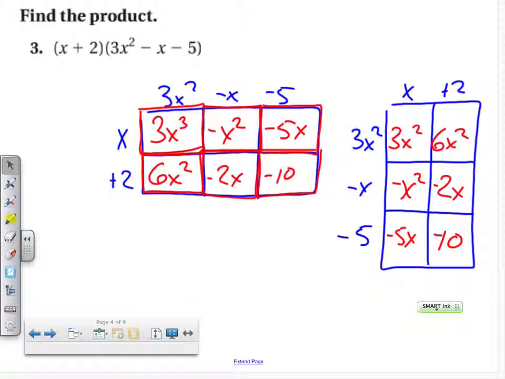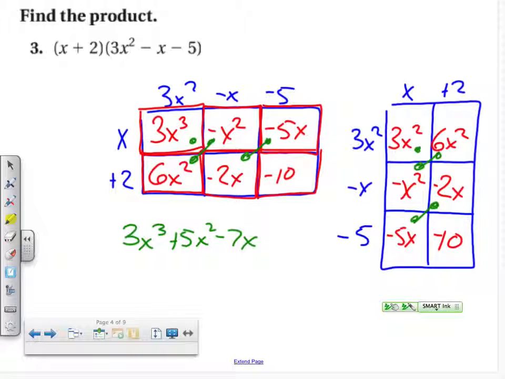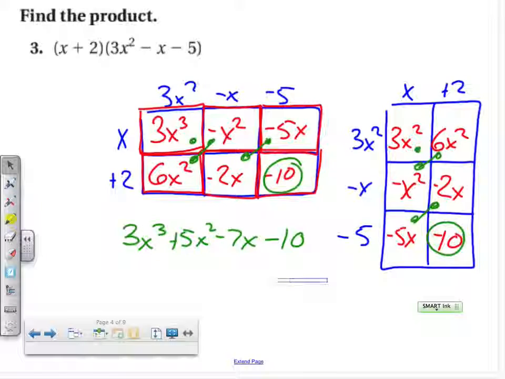And then when we combine like terms, there's only one cubic, 3x cubed. Our squares are right here on this one. The same squares there. Right here, our linears give us negative 7x. Those again are the same linears there. And our constant right there is still negative 10. So it doesn't matter 2 by 3 or 3 by 2, you'll get the same answer.